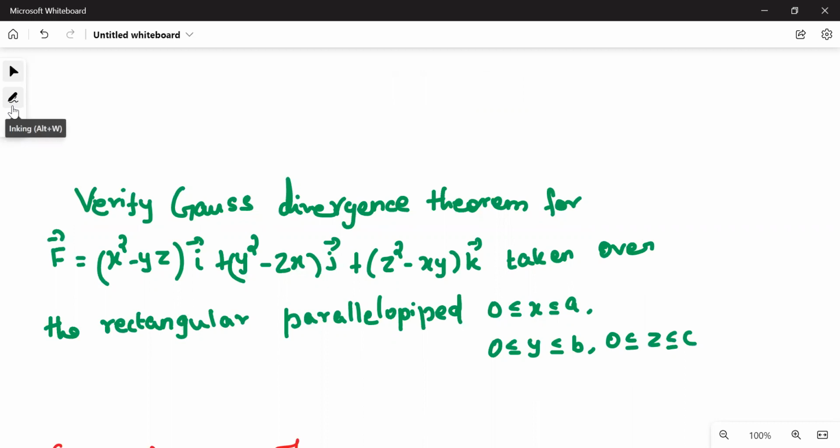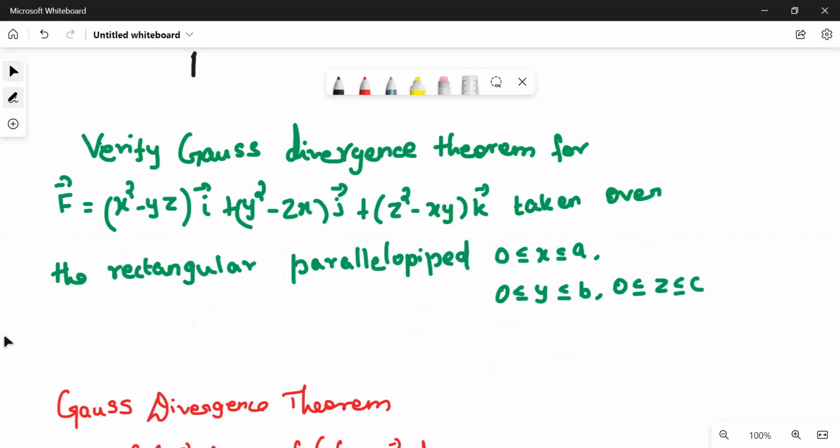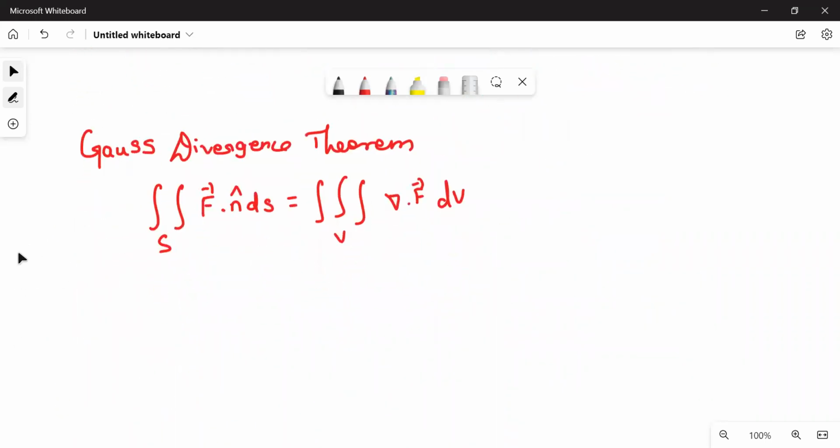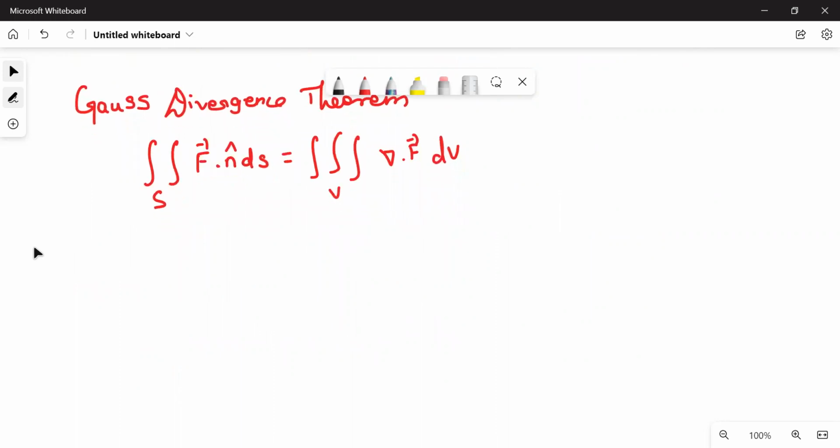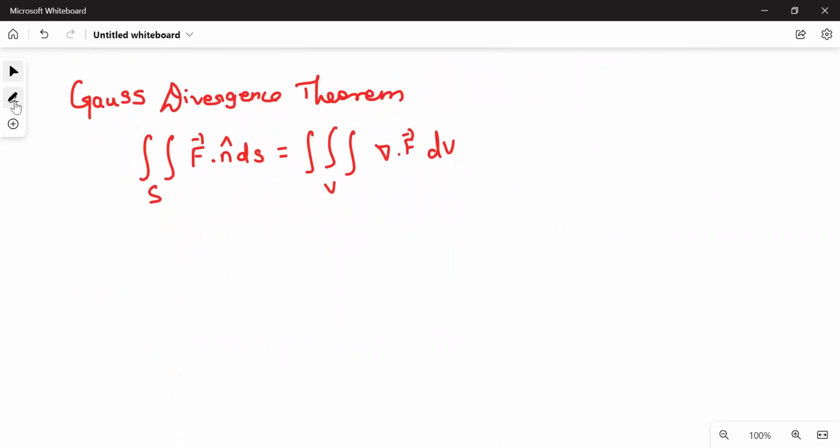So, for the given rectangular parallelepiped, x, y and z are bounded by 0 to a, 0 to b, 0 to c. We have been asked to verify the Gauss divergence theorem. First, let us see what the Gauss divergence theorem is. It states that the double integral of F dot n cap dS is equal to the triple integral of del dot F dV. That is, the double integral of the vector dotted with the unit normal vector will be equal to the triple integral of the divergence of that vector. This is the equality given by the Gauss divergence theorem.